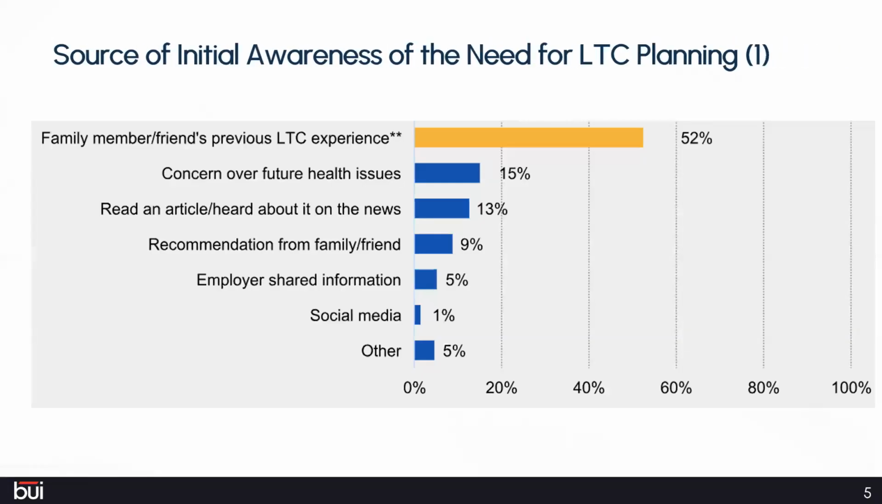how are people otherwise becoming aware? And here is a graph that shows the source of initial awareness for the need for long-term care insurance planning. The number one answer is life experience, when they run into it, whether they are being a caregiver themselves or have seen a friend or a family member. The asterisk there is shortened for family member or friend who needs long-term care.